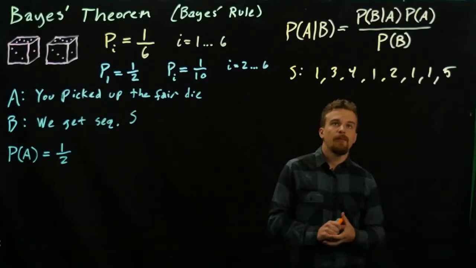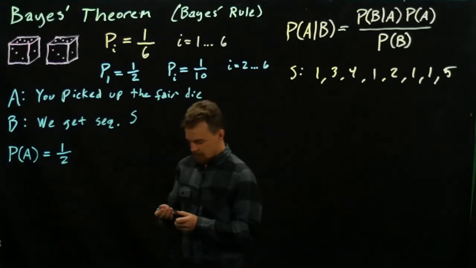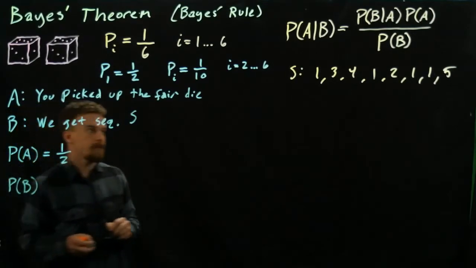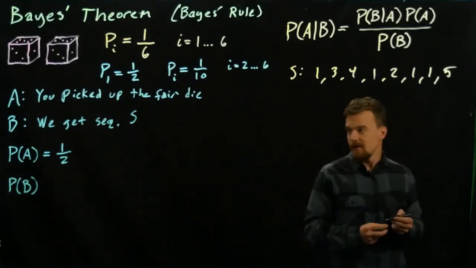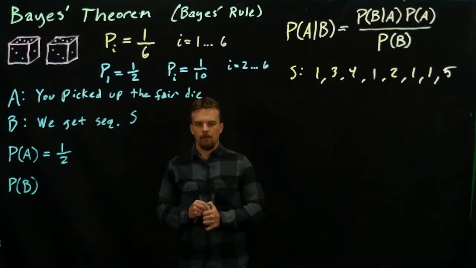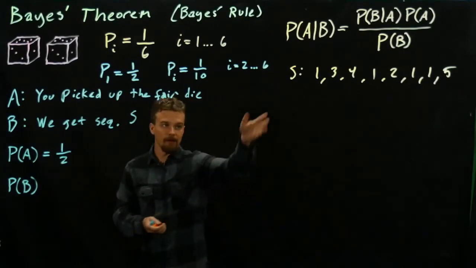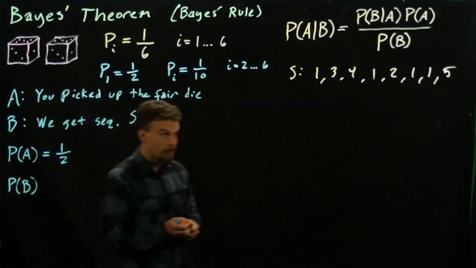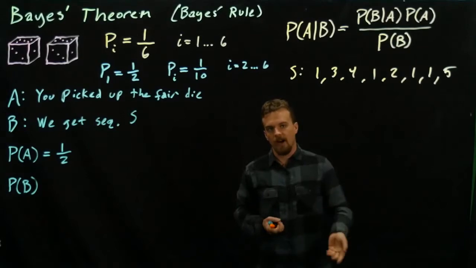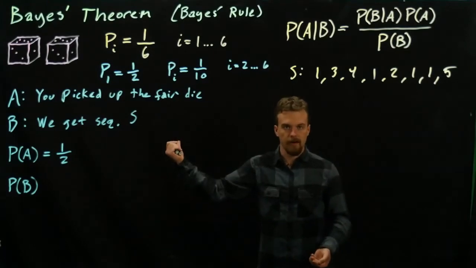Now let's do the probability of B. Probability of B is going to be a little bit tricky, but it is the probability of getting this sequence with either the fair die or the unfair die. Not knowing which die we have, what's the total probability of that sequence happening? One little side note here, we're assuming, and it's a good assumption, that dice tosses are independent. The number you toss right now doesn't depend on any of the numbers you tossed before.